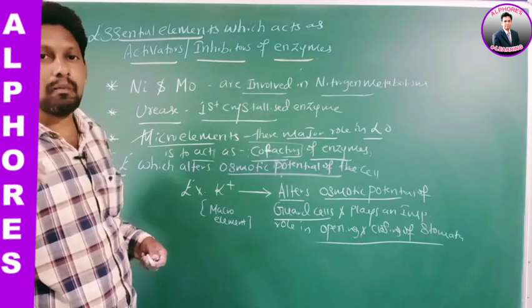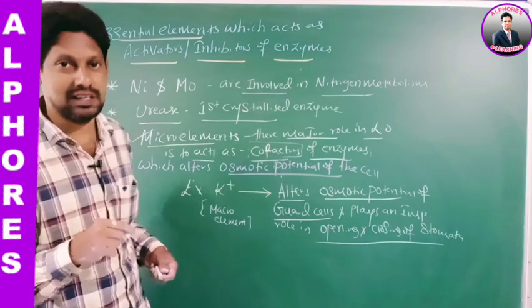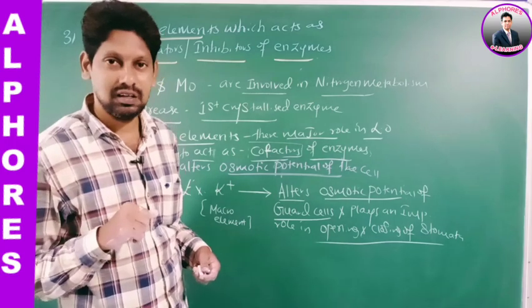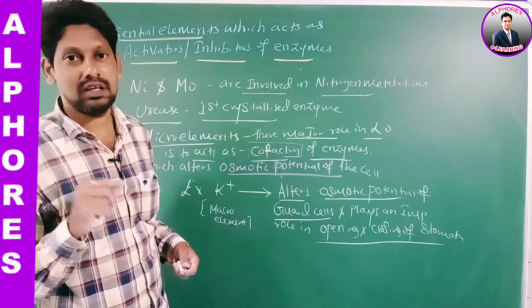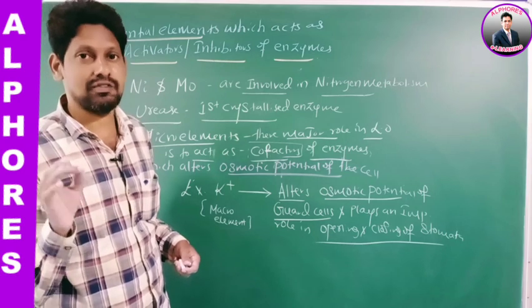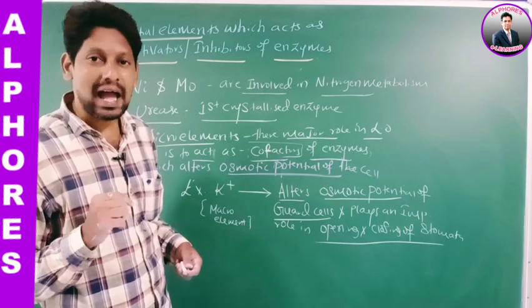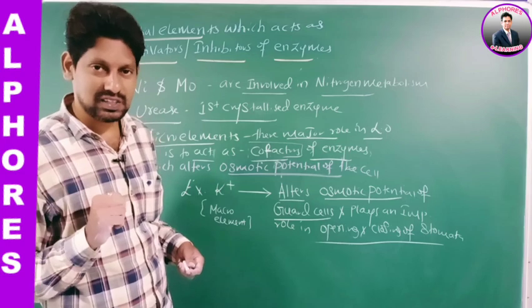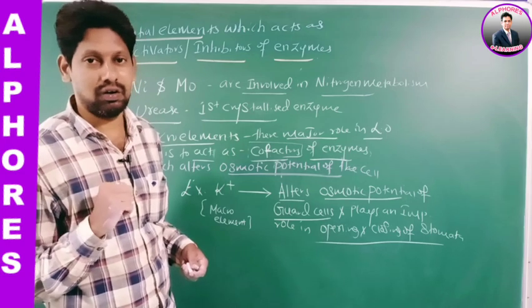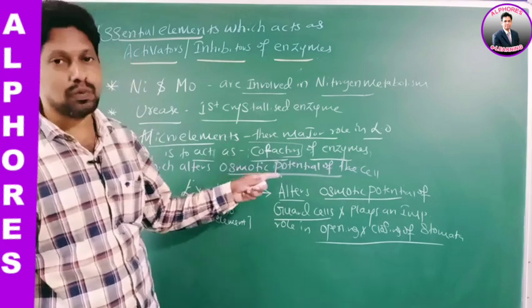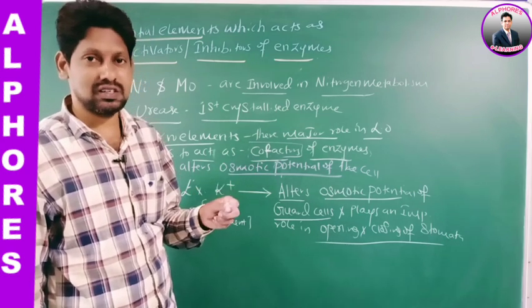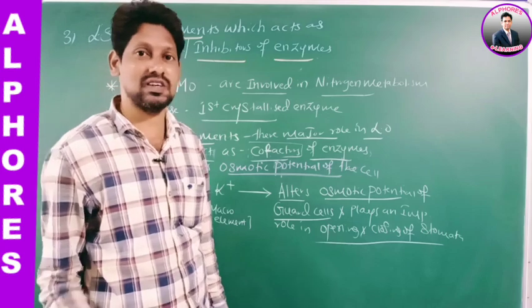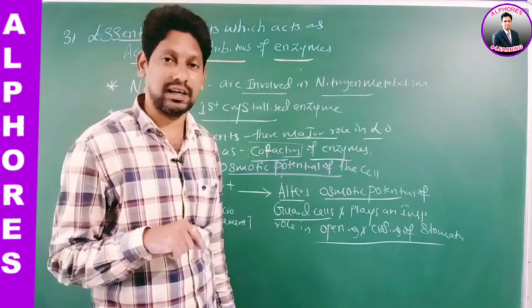Yes or no? Number 1, components of biomolecules, hence structural elements of the cell. Number 2, components of energy rich chemical compounds of a plant. Number 3, activators or inhibitors of enzymes. Number 4, elements which alter the osmotic potential of the cell. Sir, based on diverse functions, elements are classified. Essential elements are classified into how many categories, sir?